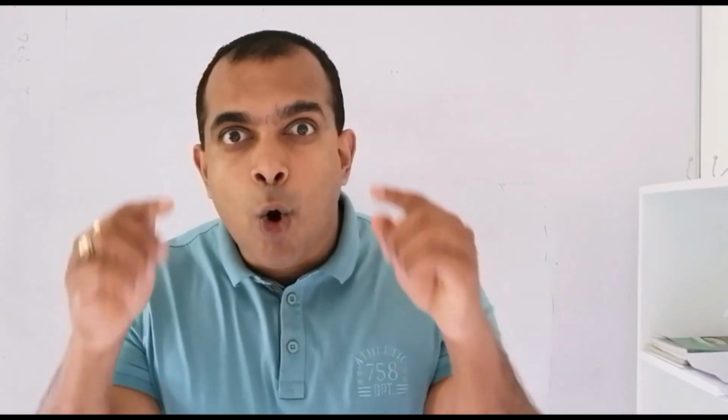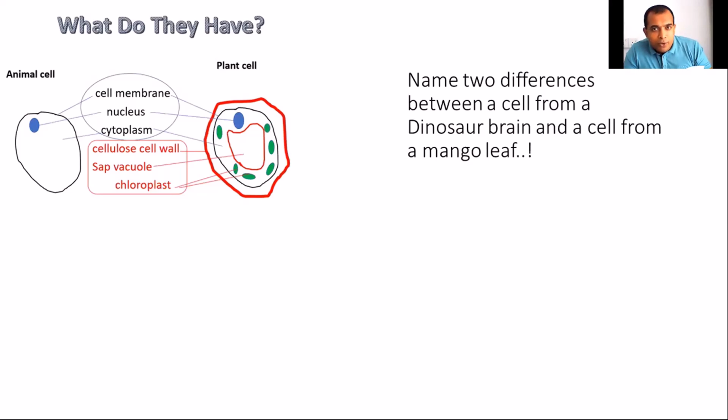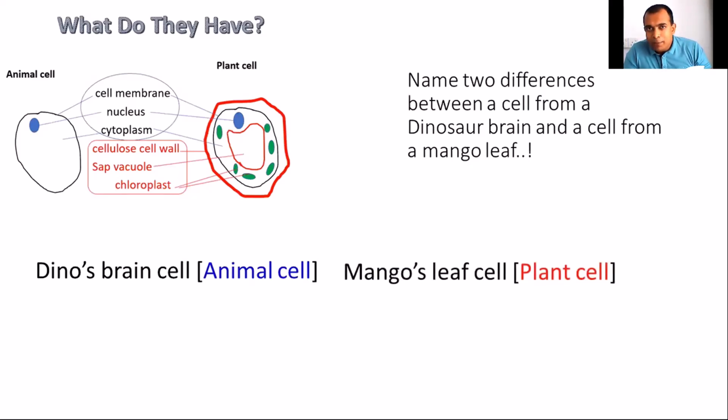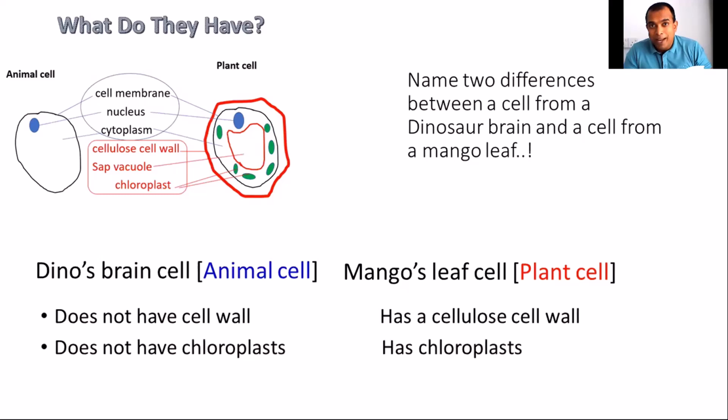All we know is animal cell structures and plant cell structures, so we focus only on that. What we know, we put into this. The dinosaur brain cell is an animal cell, the mango leaf cell is a plant cell, and the rest is very simple. Therefore, we know the differences very clearly. First one is the cellulose cell wall, second one is the chloroplast, and if you are asking for more, we have the sap vacuole.